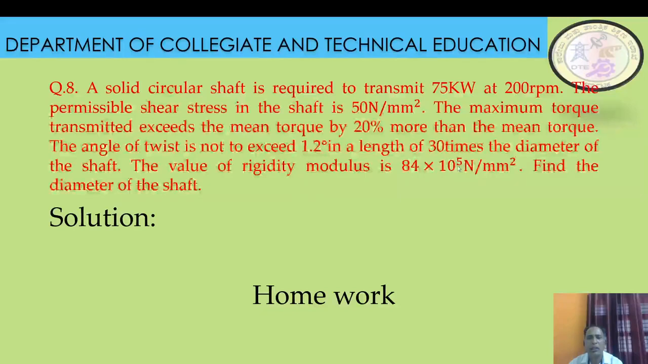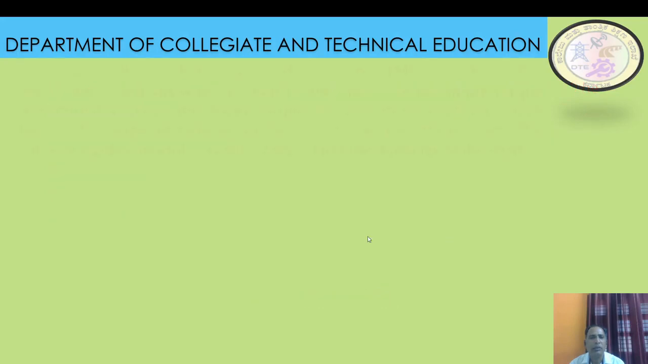So this is 84 into 10 raised to 3 Newton per mm square. Always the rigidity modulus will be less than 1 lakh. You do the homework. This is similar to the previous problem.